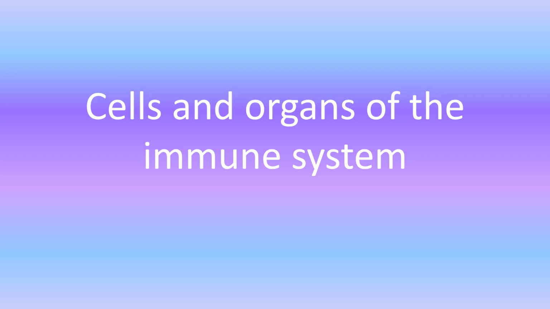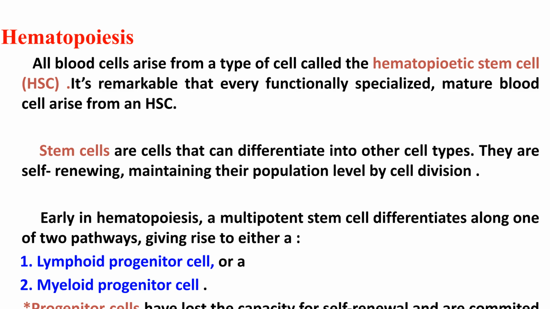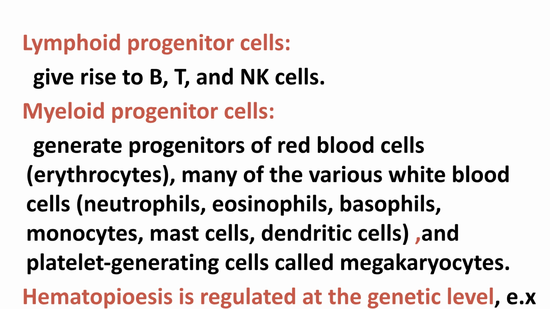This video will cover the cells and organs that make up the immune system. All blood cells arise from hematopoietic stem cells, which are self-renewing and differentiate into various cell types. This process is called hematopoiesis. During early hematopoiesis, a multipotent stem cell differentiates into either a lymphoid progenitor cell or a myeloid progenitor cell.